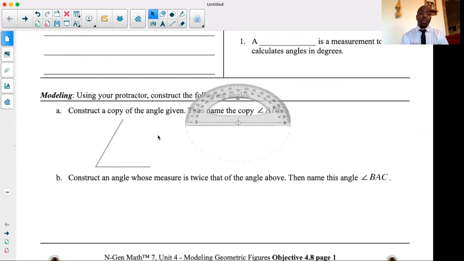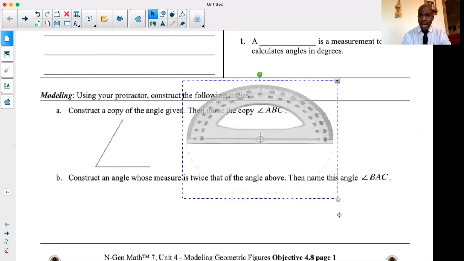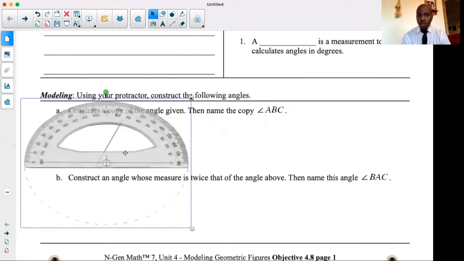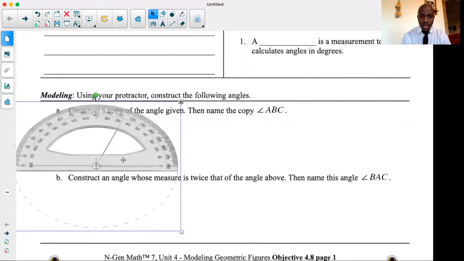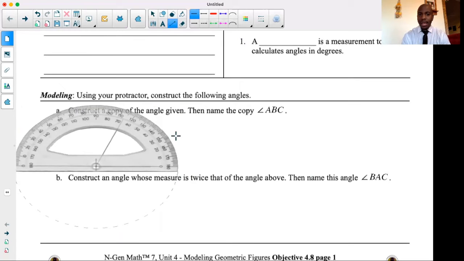We need to find out what kind of degree angle measurement we're trying to make. What kind of angle are we making? So we're going to take our protractor, and the first thing we're going to do is find out what degree measurement this angle is, because that's what I want. When you make a copy of an angle, you want to make the exact copy. You want to make it exactly as it is.